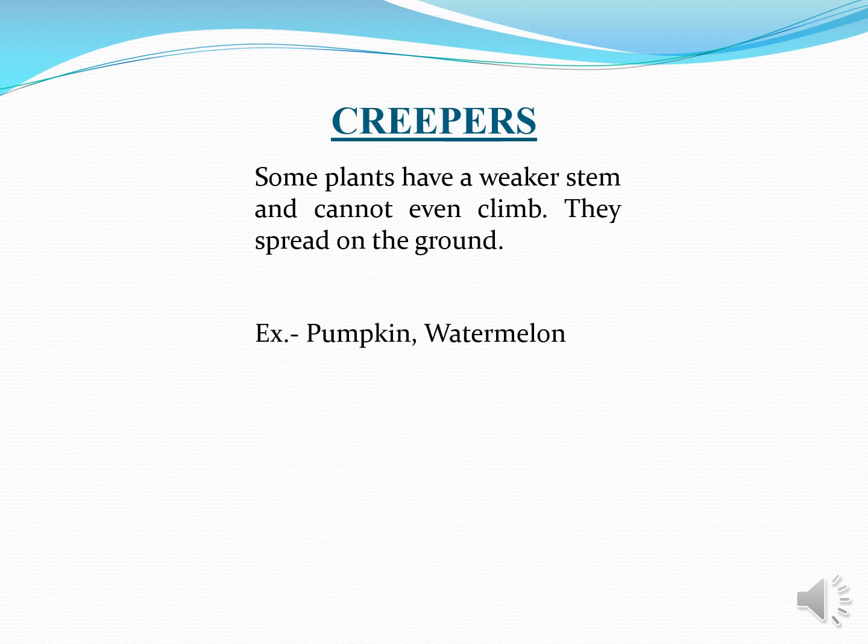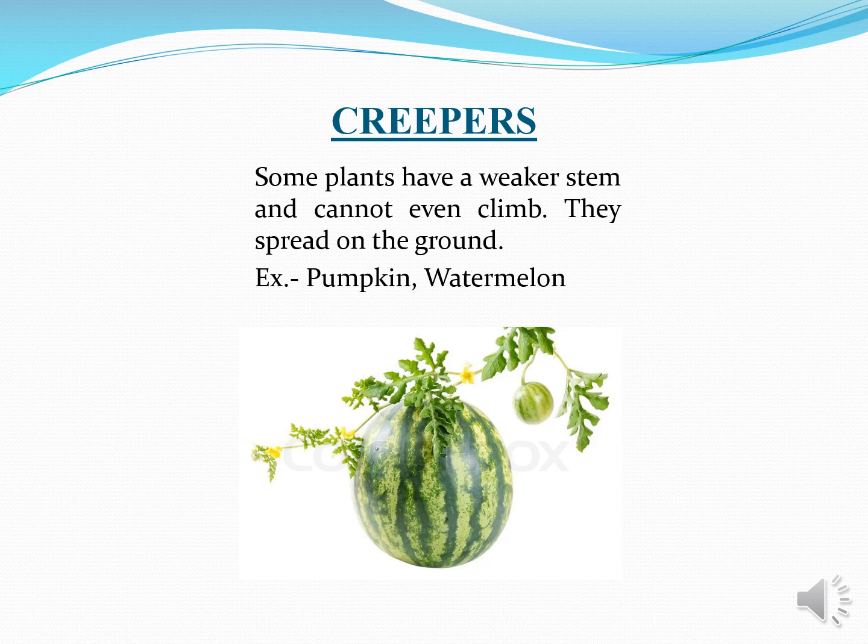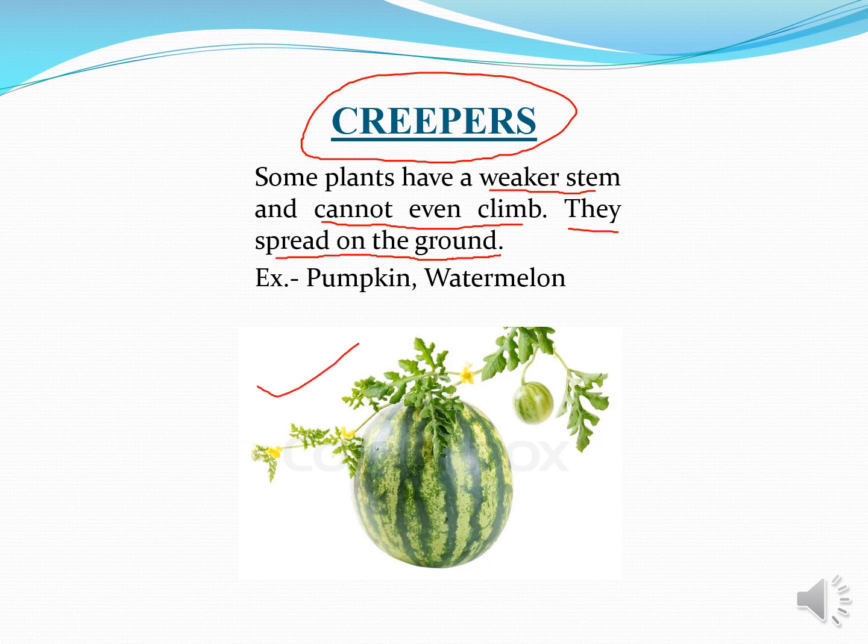Now next is creeper. What is this creeper? Some plants have a weaker stem and cannot even climb. You have seen in climbers that they cannot stand, but with the help of a support they can climb up. But in the case of creepers, they cannot even climb. What happens to creepers? They spread on the ground, and for this reason they are known as creepers. They cannot climb, they only spread on the ground.